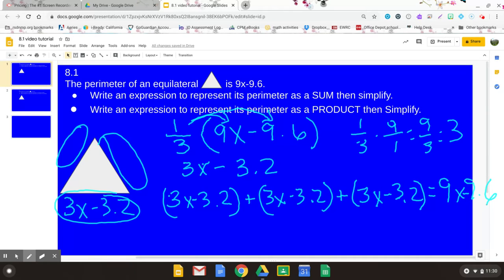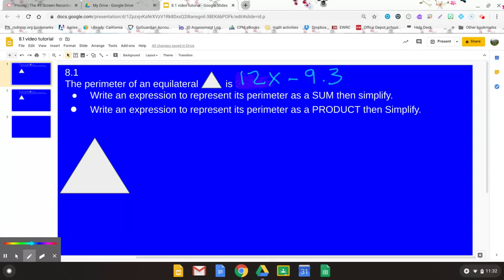Now I'll show you how to do the second part where we write that as a product. So they just want us to go 3 times 3x minus 3.2 equals 9x minus 9.6. So this is part A, or the first bullet point, and this is B, the second bullet point. So now I'll show you how to do the same thing with problem number 2 on the assignment 8.1.